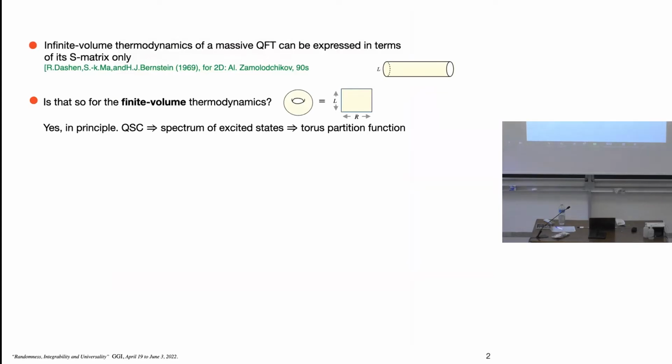Later in the 90s, Alyosha Zamolodchikov revived the thermodynamic Bethe Ansatz in a sense, and he showed that the finite volume effects in two-dimensional integrable models can be computed by using the TBA and the Lorentz invariance of the system.